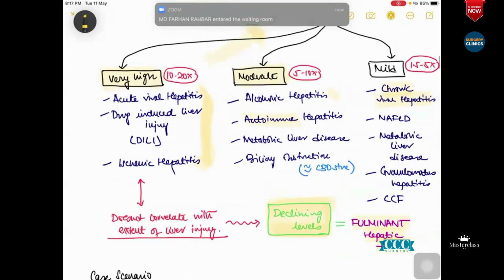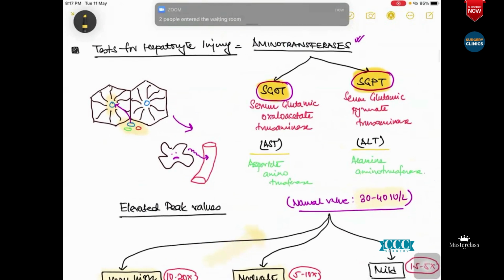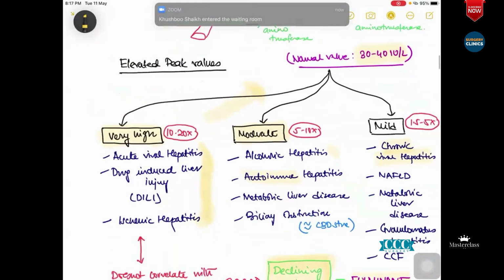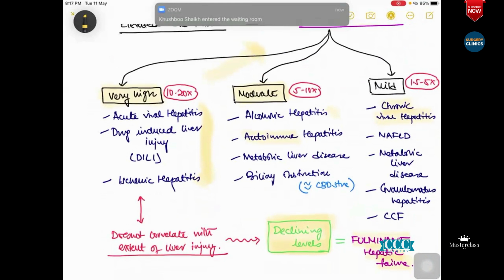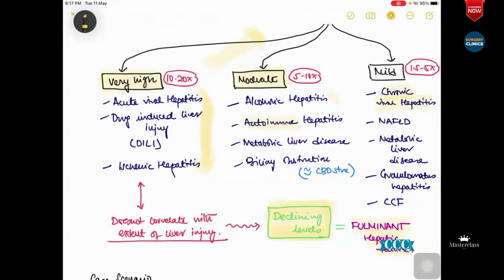Right, so I'll just go through this again. You have a hepatocyte where blood goes from the portal vein to the central vein. Now, if you have hepatocyte injury due to any drug, viral hepatitis or anything, the serum ALT or AST will rise. They can rise very high, moderate, or mild. The causes have been summarized as such. Now, a declining pattern of these will be seen in fulminant hepatic failure.